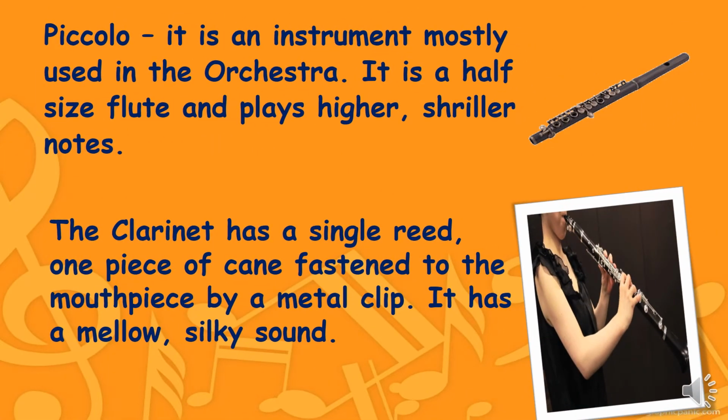The next instrument is what we call the piccolo. It is an instrument mostly used in the orchestra. It is a half-size flute and plays higher, shriller notes. Next is what we call the clarinet. The clarinet has a single reed, one piece of cane, fastened to the mouthpiece by a metal clip. It has a mellow, silky sound.